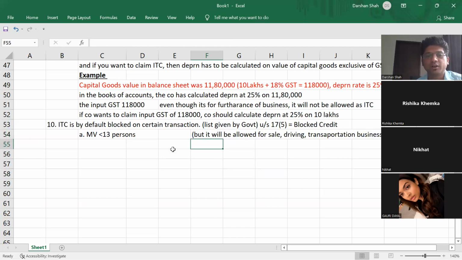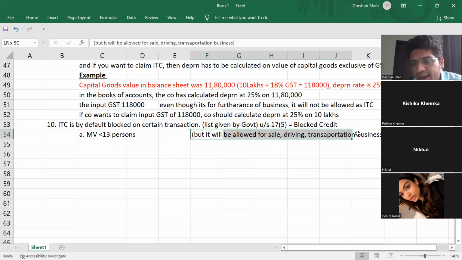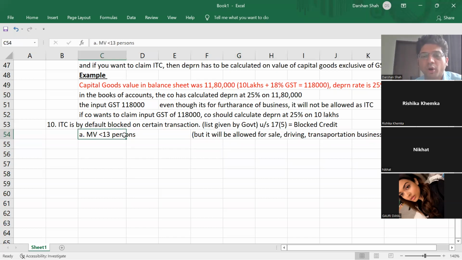Right, that will be what? These three will be allowed. Correct. These three will be not blocked. The input tax paid on motor vehicles in the case of these three will be allowed as ITC, but on this it will be blocked.